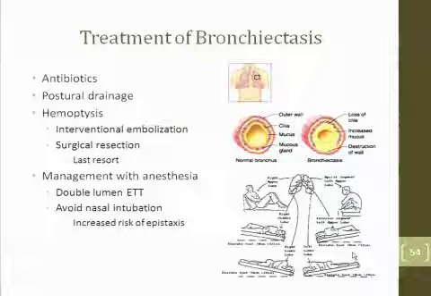Something you don't see too much in the operating room. You got to make sure that you consider doing double lumen tubes in some of these individuals and avoid nasal intubations. There's increased risk of epistaxis in these individuals.